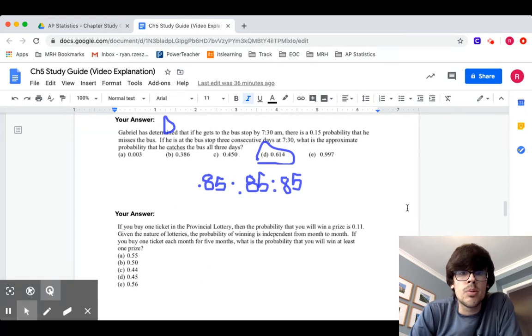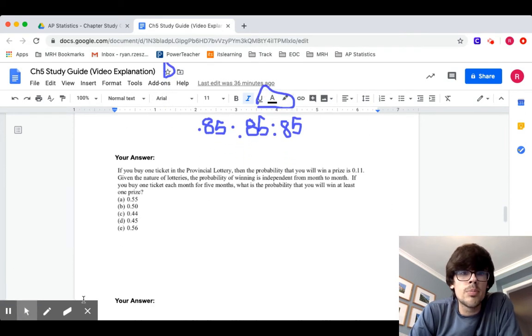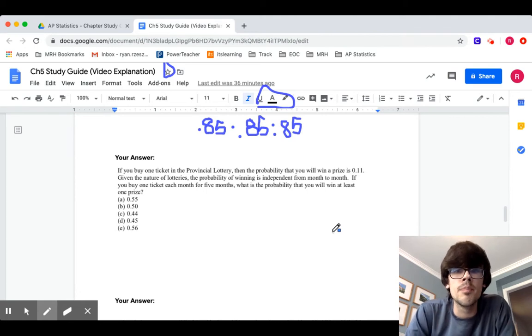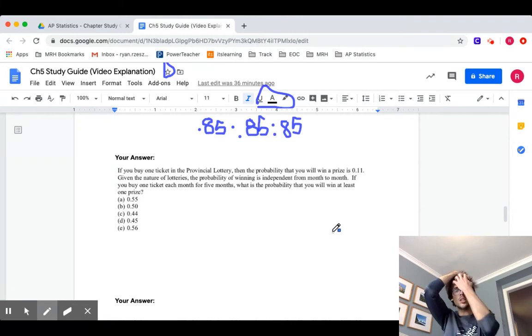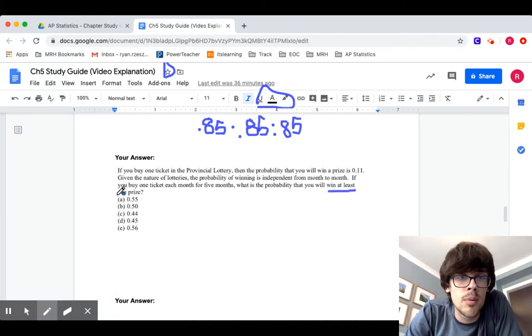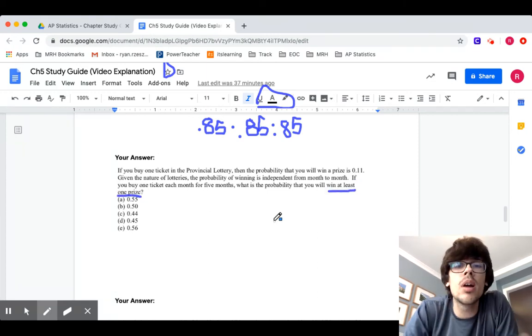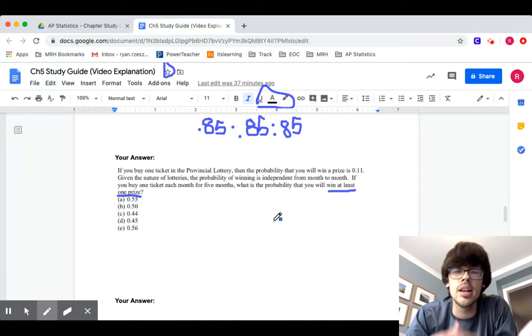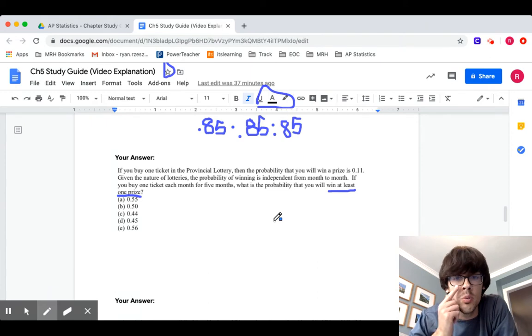So next problem. The probability you win a prize in this lottery is 11%. Given the nature of lotteries, it's independent, good. If it wasn't independent, we couldn't just straight up multiply them. So that's just a little disclaimer. These problems will always have that. If you buy one ticket each month for 5 months, what is the probability you will win at least one prize? So this problem right here is actually binomial. That's a chapter 6 topic, but we'll talk about that next time. You could solve this problem using a binomial setup.